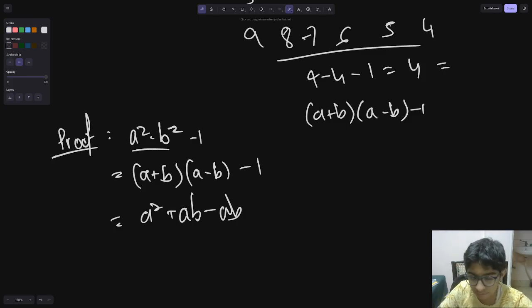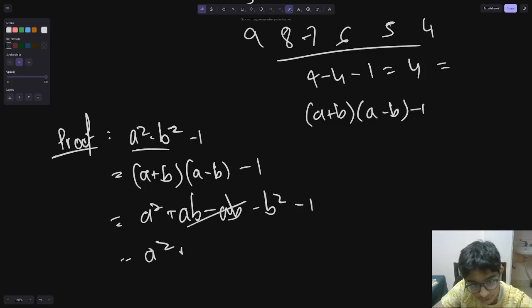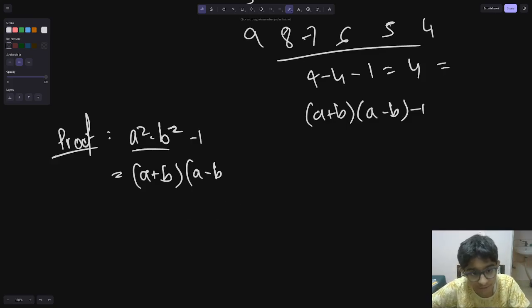Sorry, is it plus b? No, it's minus b square. Now plus ab and minus ab will get cancelled, which gives a square minus b square. So that's all. This identity you need to keep in mind.